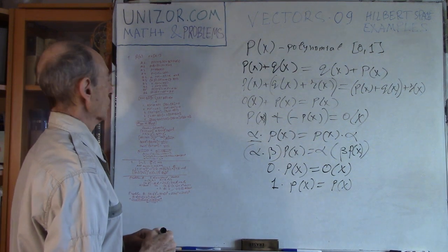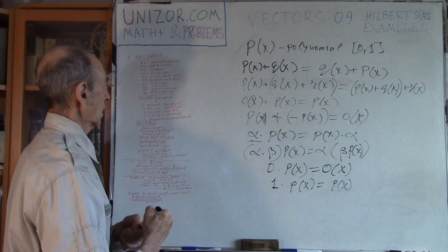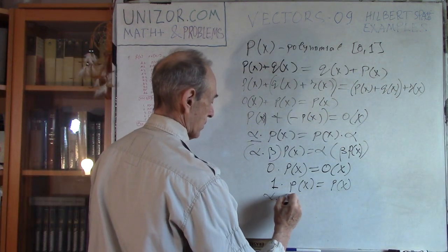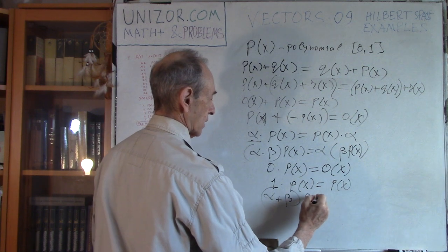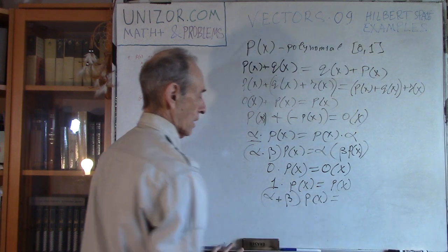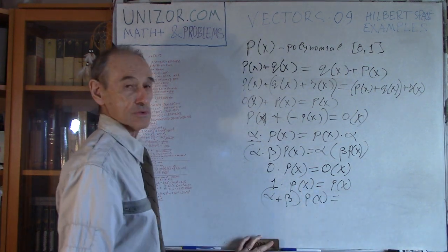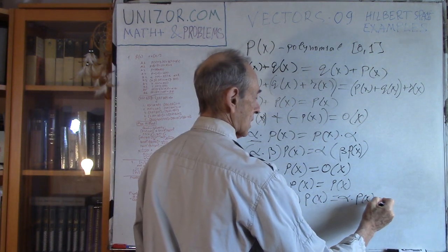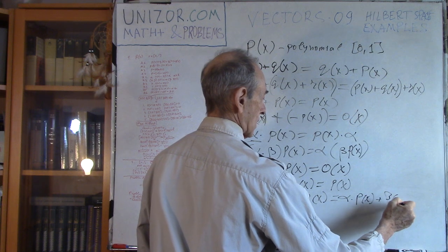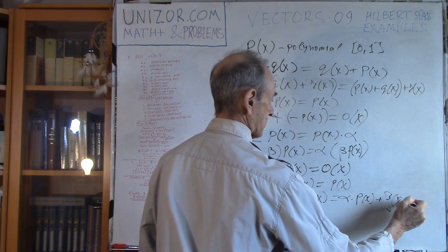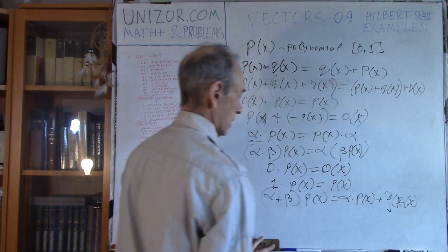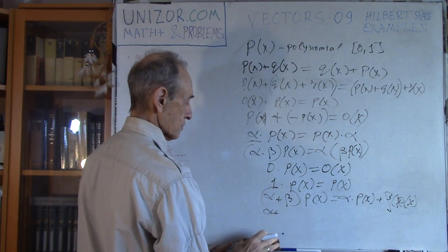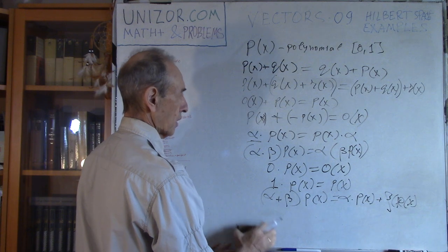Now, what else is there? The distributive law: alpha plus beta multiplied by p of x, where alpha and beta are just two real numbers. You can do it separately: alpha p of x plus beta p of x. And finally, the distributive law with respect to the sum of two polynomials.